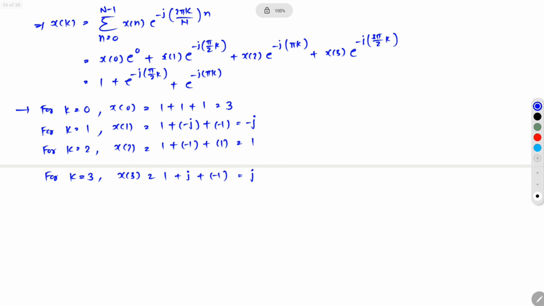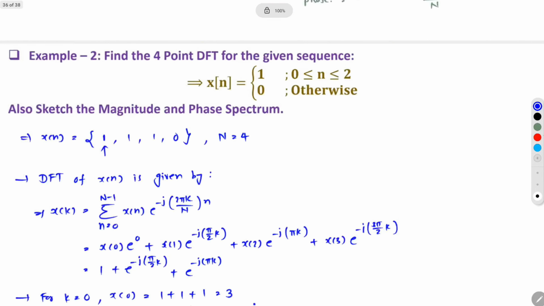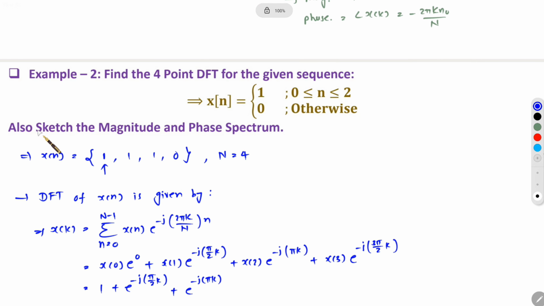So now let me write the DFT X of k. That is having first value 3, then next value is minus j, then next value is 1, then last value is plus j. Now for this 4-point DFT, we have another question: to sketch the magnitude and phase spectrum.